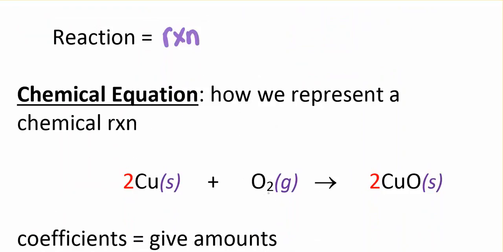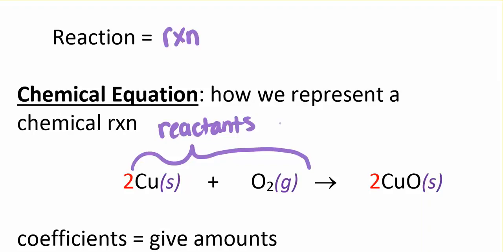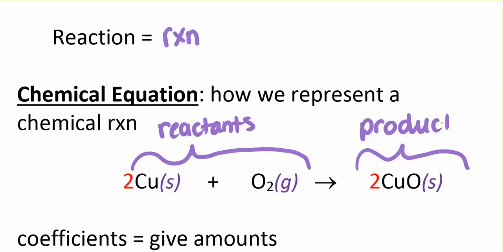Each of these is a chemical formula. Each reactant is shown as a chemical formula. This particular reaction has two reactants. And after the arrow is where we put our products, and this reaction only has one product.